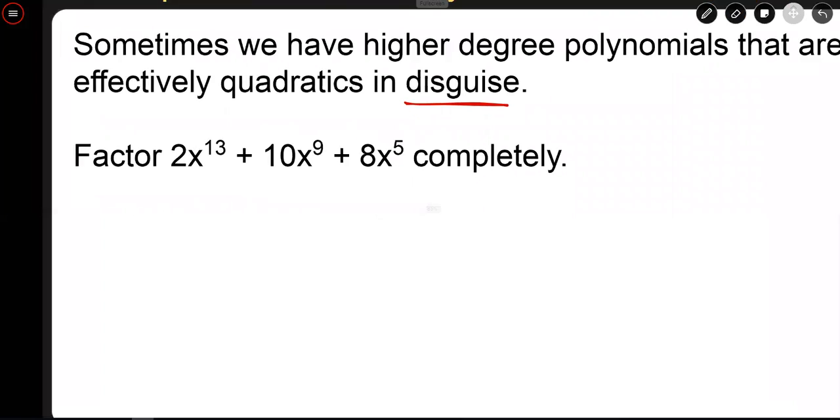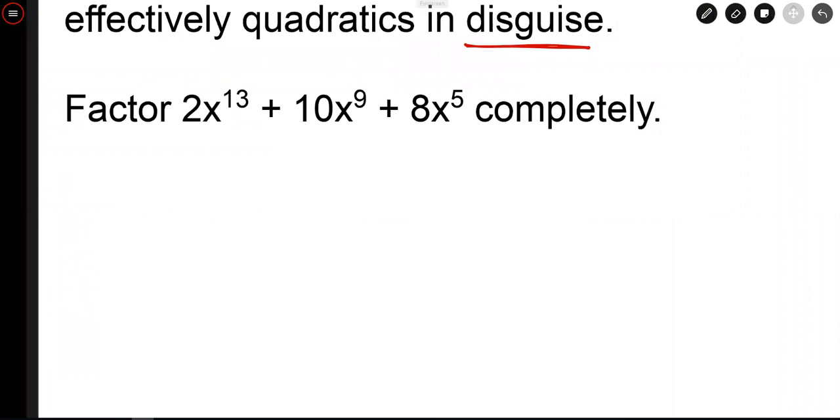I've got 2x to the 13th power plus 10x to the 9th plus 8x to the 5th. Some big polynomials here, or some big high degree polynomial. So what I'm going to do is factor as much out as I can. I've got even numbers for my coefficients, so I can definitely factor out a 2. 13th power, 9th power, and 5th power. Well, I can get a 5th power out of all 3 of them. So I'm factoring out 2x to the 5th.